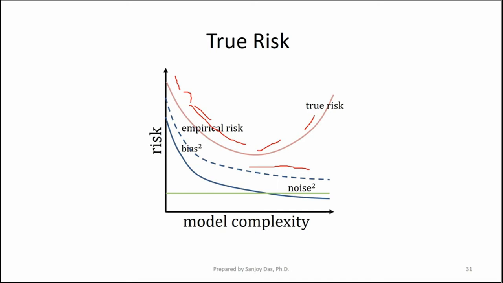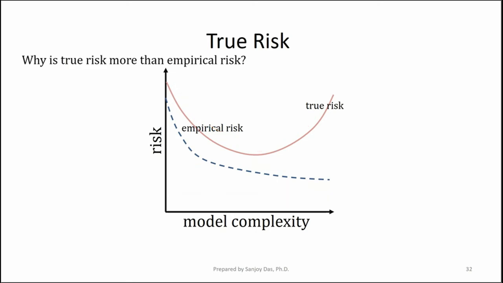So there is some other component. So we've taken care of the bias, which is the limitation in the model, and the noise is something inherent to the data, and we have no control over that. And there is yet another factor at play here, and that is what we need to know. So why is the true risk more than the empirical risk, and why is the true risk going up after a while?